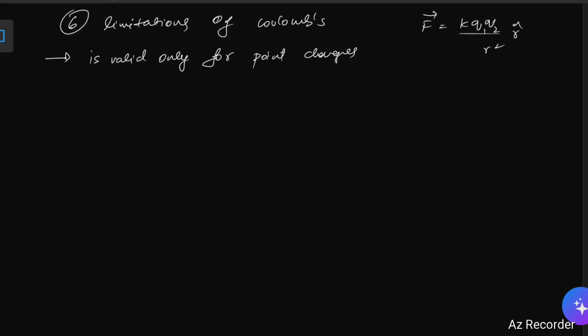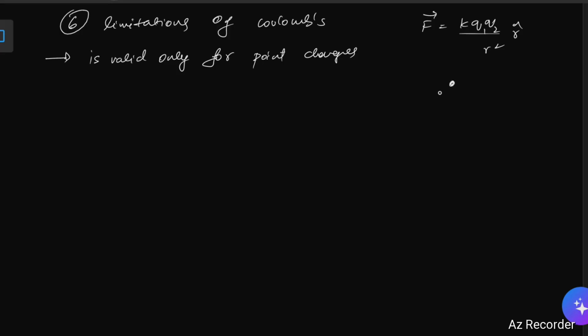As we have already studied, Coulomb's law gives the electric force between two charges as k q1 q2 by r square. Now what are the limitations? The first limitation: this is valid only for point charges. So what is a point charge?